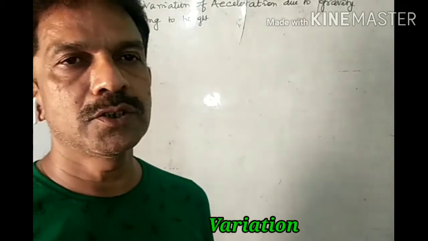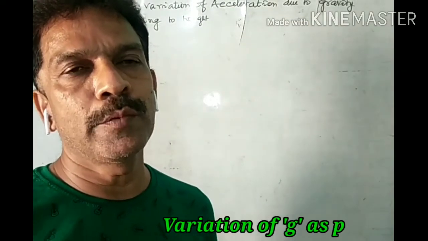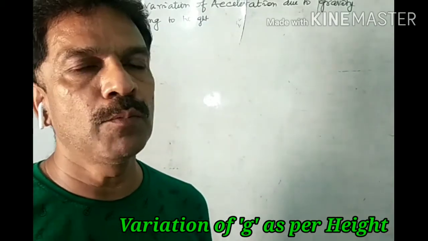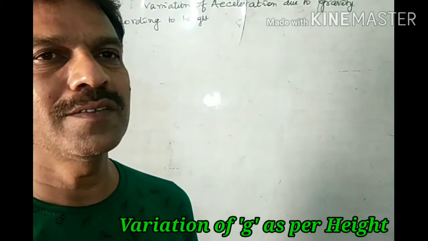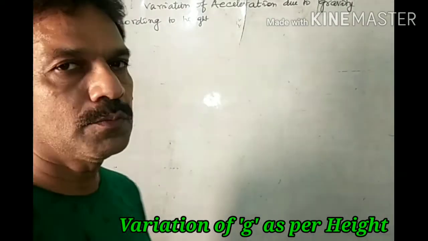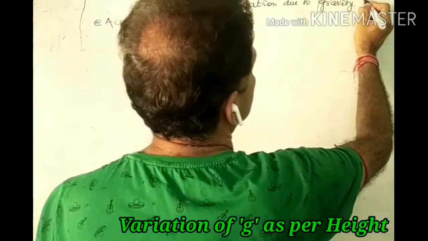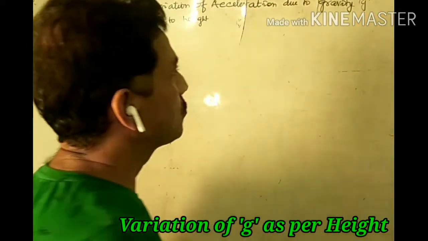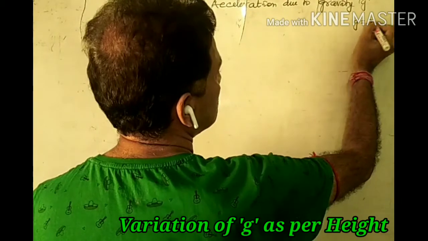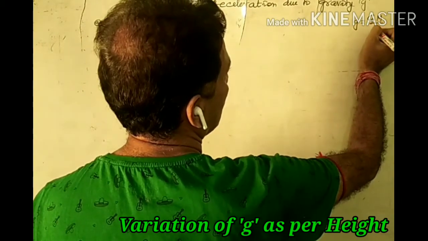You have already studied acceleration due to gravity. That means the acceleration produced in a free falling body is called acceleration due to gravity, and it is denoted by a small letter g. And you have also studied what is the value of g. The value of g is GM by R square.